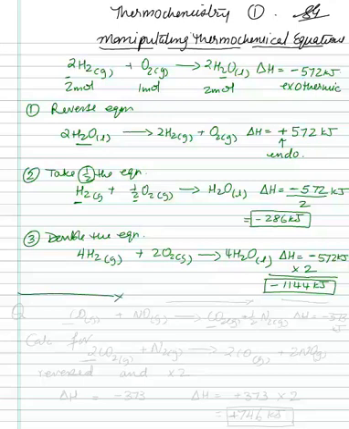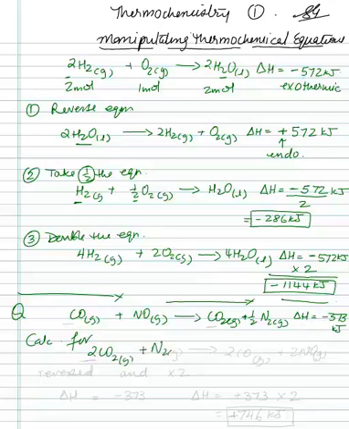Let's just do one more example and then we'll go on from there. Let's take that we have carbon monoxide gas plus nitrogen monoxide gas giving carbon dioxide gas plus half N2. See again the half there. We usually don't see those kinds of things. And the delta H value for this is minus 373 kilojoules. So calculate for 2 carbon dioxide gas plus N2 gas to give 2 carbon monoxide gas plus 2 NO gas.